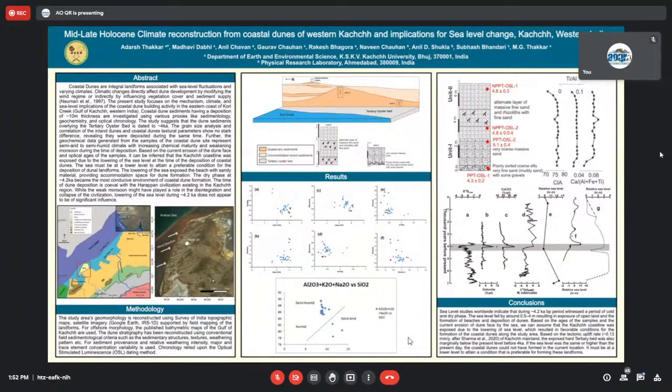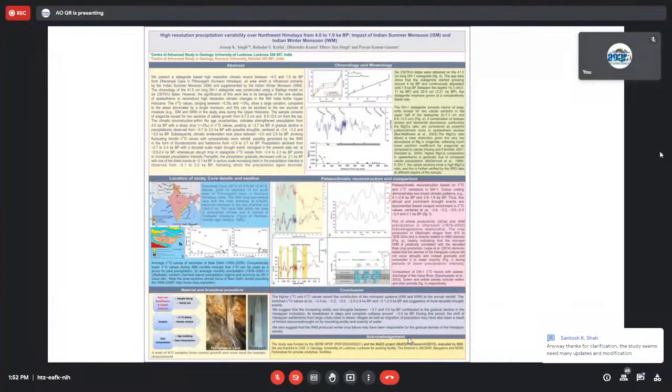Okay, thank you, Adarsh. Now we'll move to the next poster presentation, that is by Anup K. Singh, and the other group members are Professor Bahadur S. Kotlia, Dhiren Kumar, Professor Hussain Singh, and Pawan Kumar Gata. The title of the presentation is High Resolution Precipitation Variability over Northwest Himalaya from 4 to 1.9 kbp, Impact of Indian Summer Monsoon and Indian Winter Monsoon.